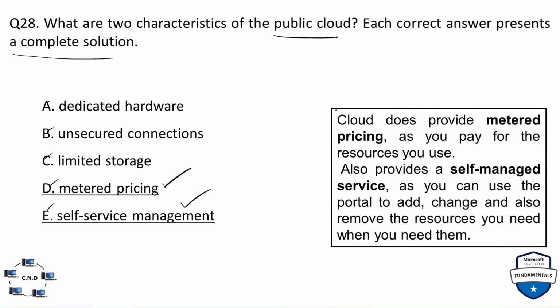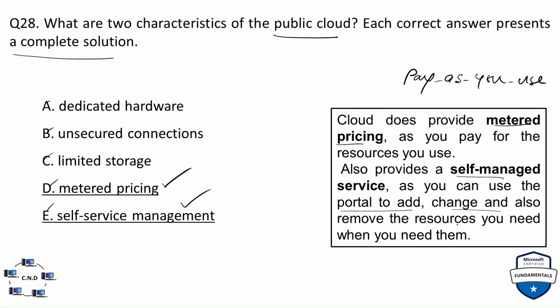The cloud does provide metered pricing, as you pay for the resources you use. It means that we pay as you go, or pay as you use. We can also say that when you use, you are metered, for the amount of resources you use. If your usage is low, you will be charged low, and if your usage is high, you will be charged accordingly.